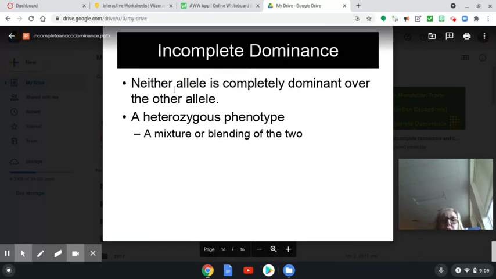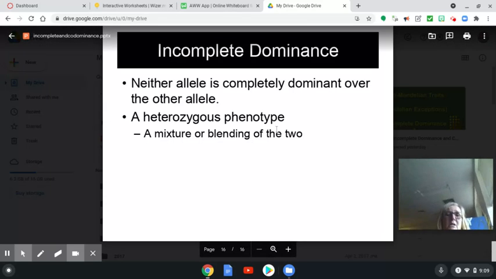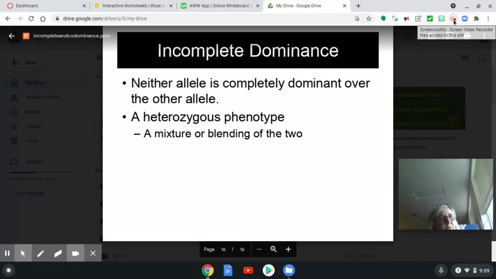Incomplete dominance: neither allele is completely dominant over the other allele. A heterozygous phenotype is created, which is a blending of the two. I hope this helps. In addition to Tuesday's lesson, I hope this helps you understand complete and incomplete dominance.